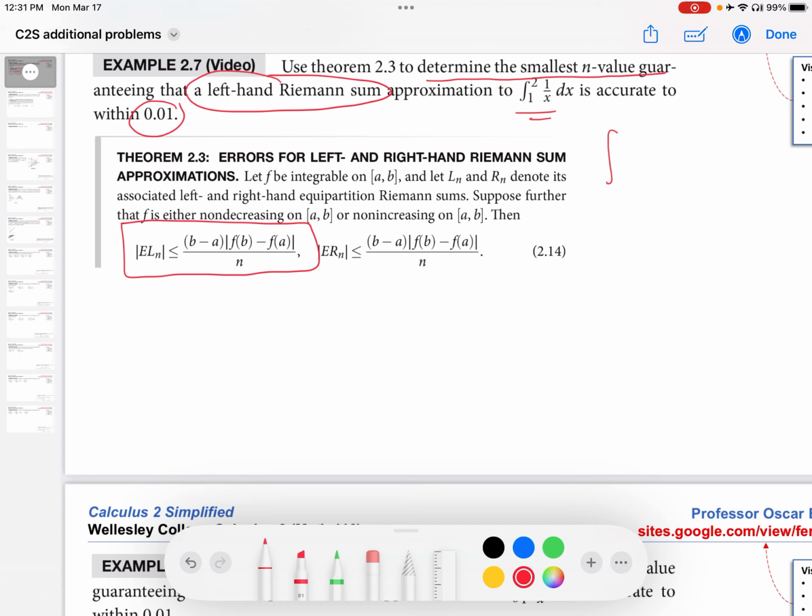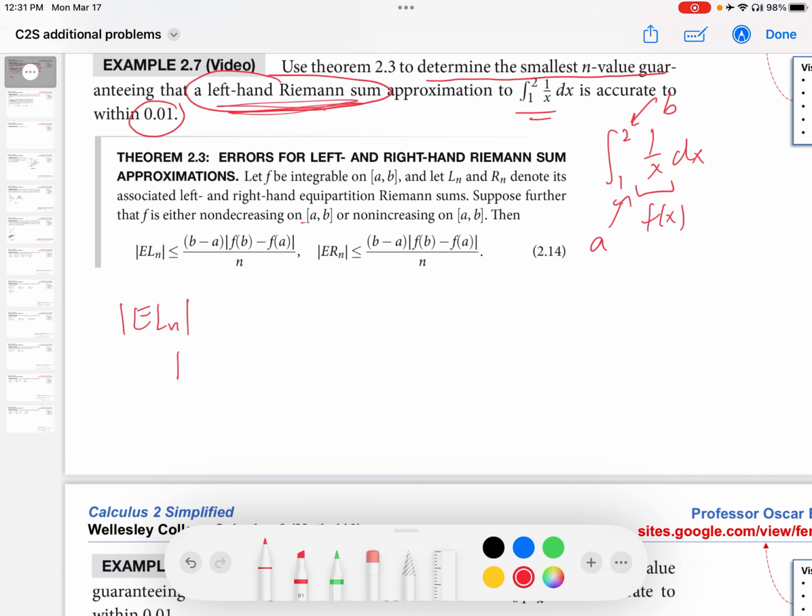So here's how you do these types of problems. First of all, we'll go back to our integral and identify certain things. This is the integrand, this is little f of x. This number 1 is the a value. This number 2 is the b value. I know I'm using this formula because I'm looking for the left-hand Riemann sum. Then I'm going to write down everything that I know. I don't know n, right? I don't know this little n. That's part of what I'm supposed to find, the smallest n value.